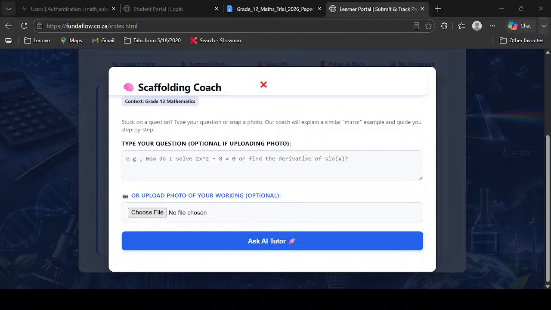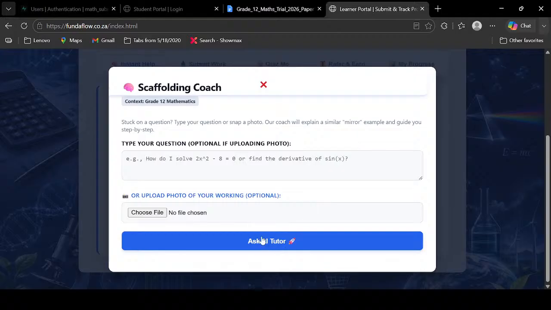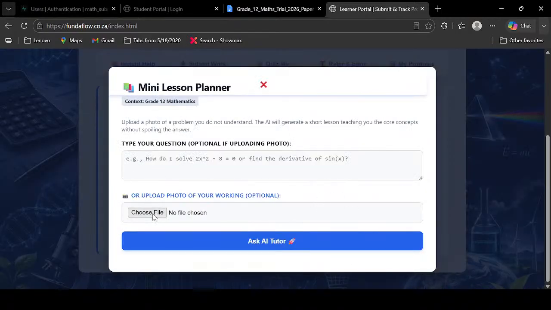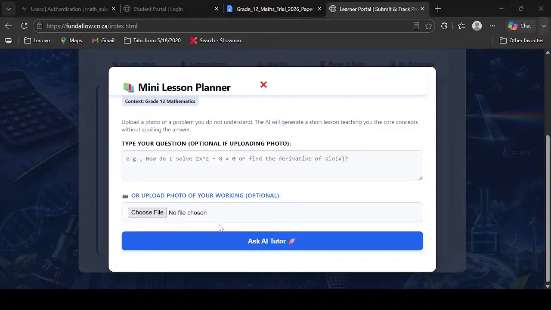So which one are we using now? Let's use mini lesson. I want the learners to be taught how this works. They can also use scaffolding, for example. Scaffolding is just going to give them a similar example.